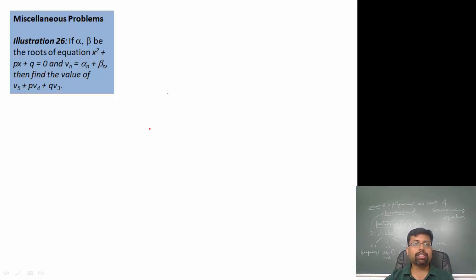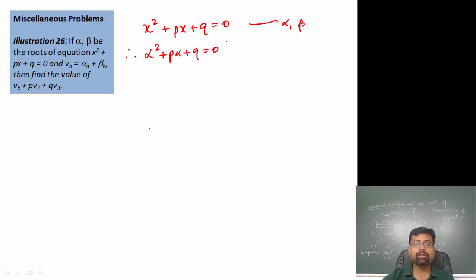Let's take a miscellaneous problem. This is actually given in the exemplar problems, and since we have time, we will take this question. It says that alpha and beta are the roots of the equation x square plus px plus q is equal to 0. When alpha and beta are roots, then they satisfy the given equation. Therefore, alpha square plus p alpha plus q is going to be 0, and similarly beta square plus p beta plus q is going to be 0. Why? Because both alpha and beta are roots of the equation and hence they will satisfy the equation.